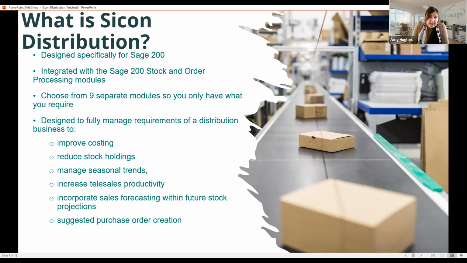The idea around these modules is really to allow you to improve costs, move stock quicker, reduce your stock holdings, and be able to see and manage your seasonal trends, and increase telesales productivity. So make sure the orders are placed quicker and more effectively. We can also incorporate sales forecasting within future stock projections. So it's the ability to see future stock orders and seasonal trends, and also suggested purchase order creation. So there are some of the modules around the distribution.